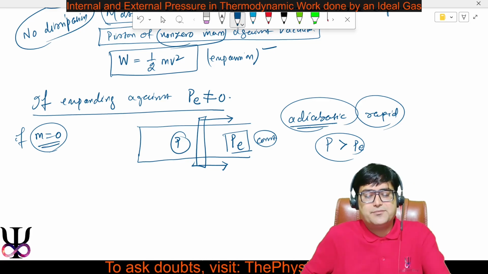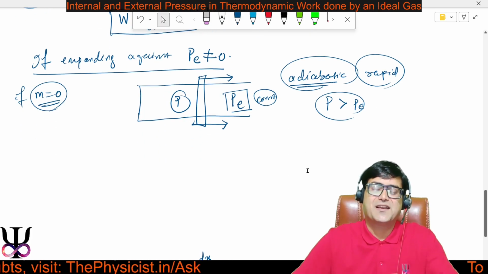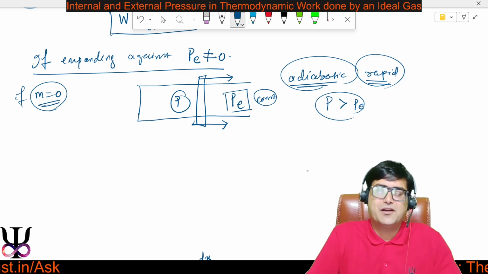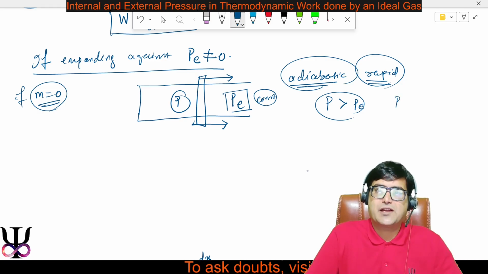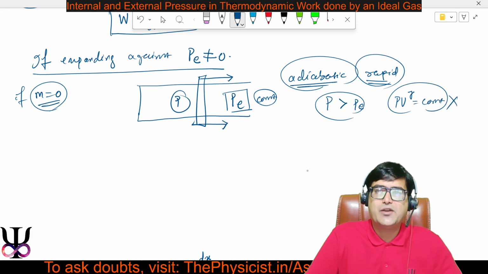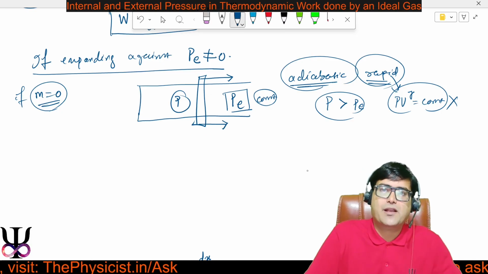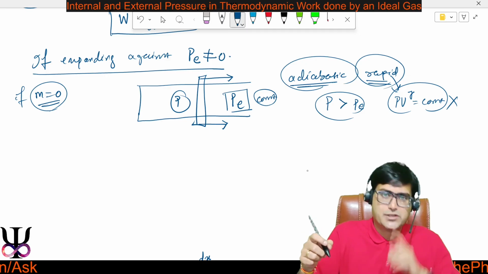Think about it. Right, this is confusing, isn't it? Now, I'll make it clear. When it's rapid, understand, you can't use the adiabatic equation, that is PV^gamma is constant. You can't use it for rapid processes, because PV^gamma equals constant is the equation for an adiabatic process, right?